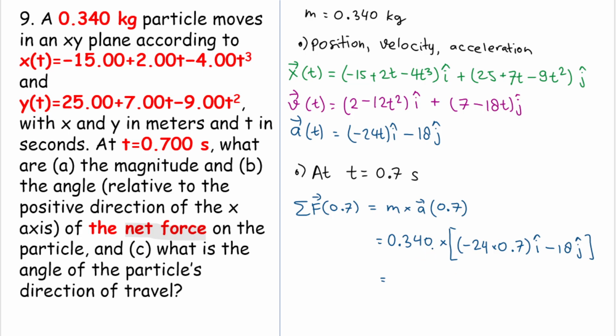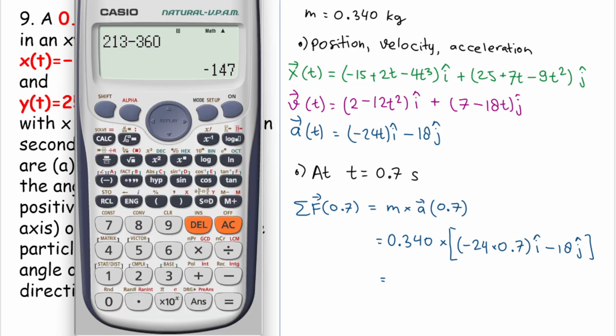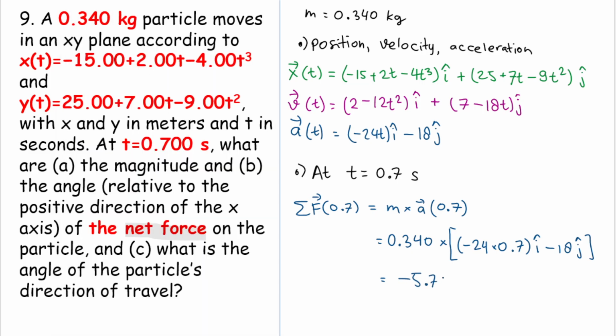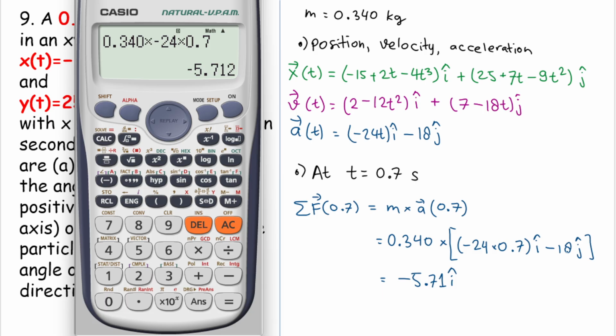Good. And now we can plug that in. Let's multiply this. We can distribute this mass to the i and to the j, and I think we need to use our calculator. So we'll have 0.340 times minus 24 times 0.7. So I will have minus 5.712, and this is on the i direction. But on the y direction, or the j direction, I will have 0.340 times minus 18.